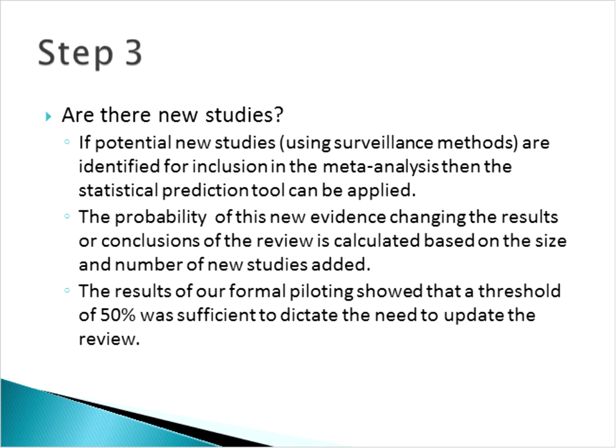And so if potentially new studies are identified, and remember we talked about the use of potential surveillance methods for trying to identify these new studies, then if any new studies are identified for inclusion in the review and in the meta-analysis, we can apply a statistical prediction tool using data from these new studies. The probability that this new evidence will change the conclusions of the review is calculated based on the size and the number of the new studies added. And our study showed that with piloting, a threshold of about 50% was sufficient to indicate the need for updating.